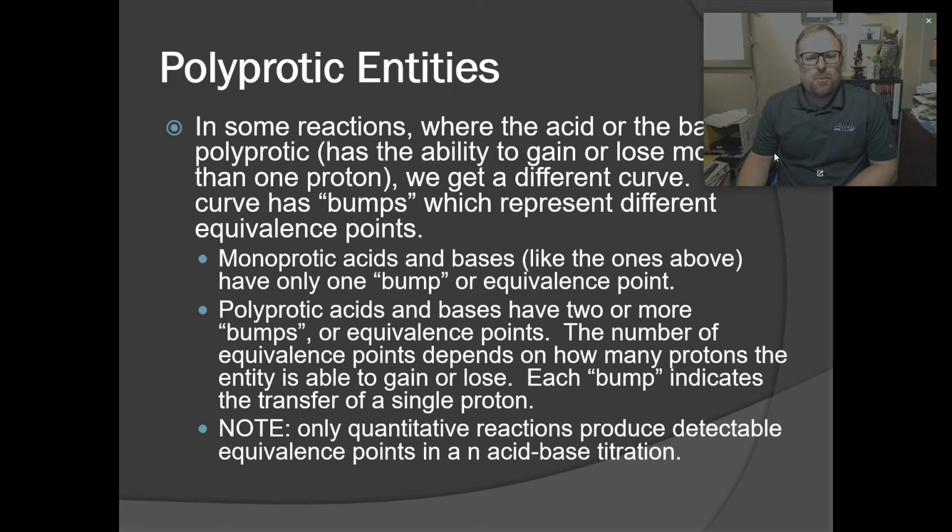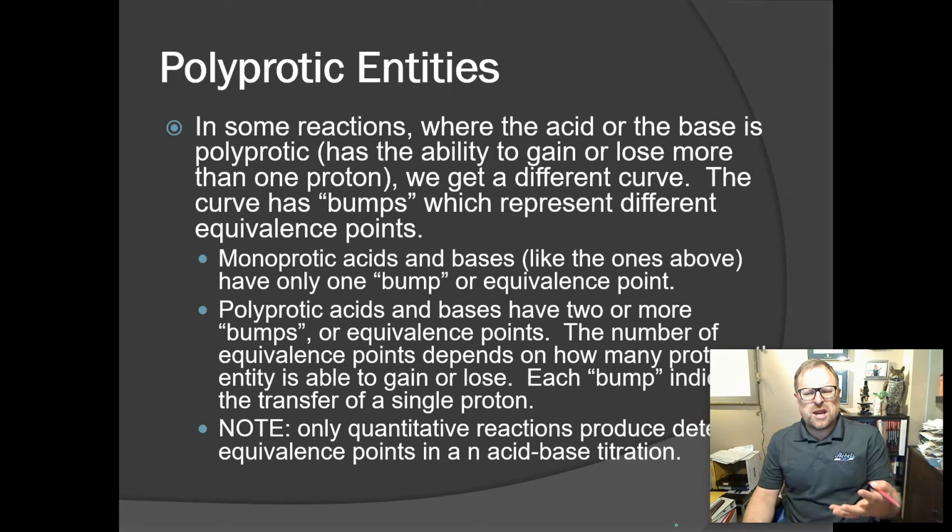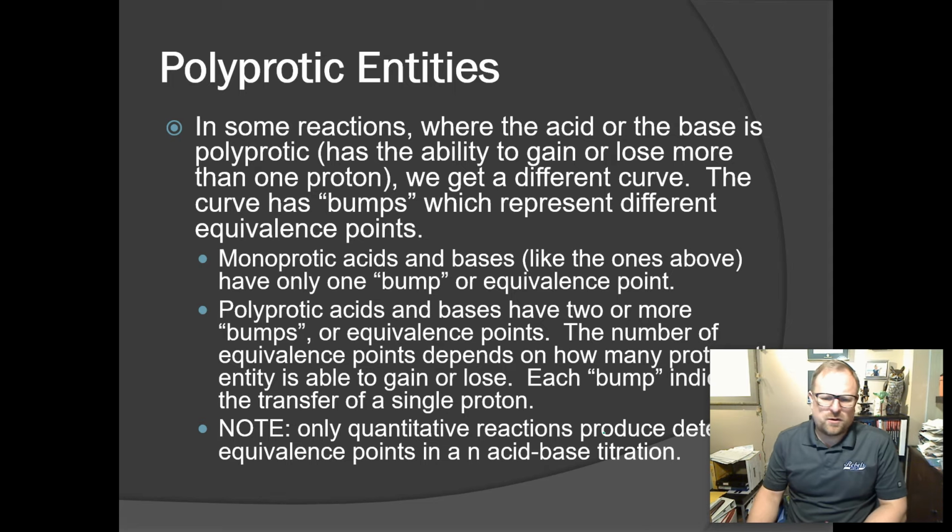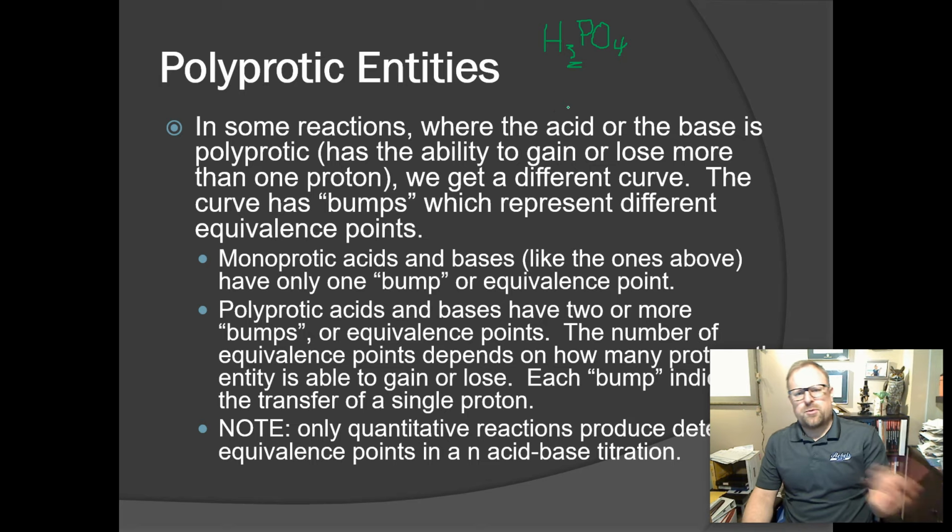I wanted to talk about polyprotic entities as well because they're going to change the shape of our graph a little bit. In some reactions where the acid or the base is polyprotic, so it has the ability to gain or lose more than one proton, we get a different curve. Just to reiterate that point, a polyprotic acid would be something like H3PO4. It's polyprotic because it's got 3 protons that it can lose. It can donate a proton once and then again and then again.